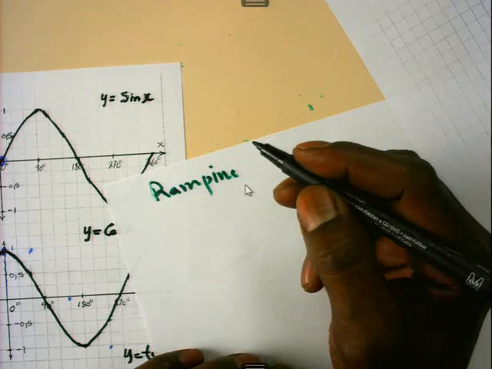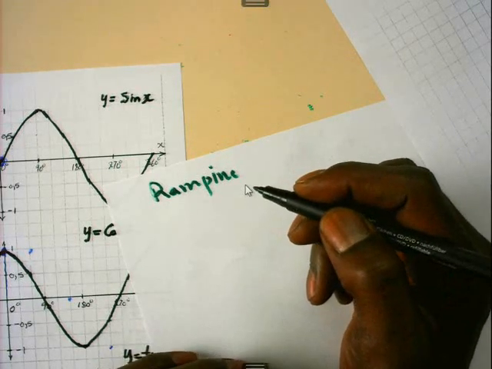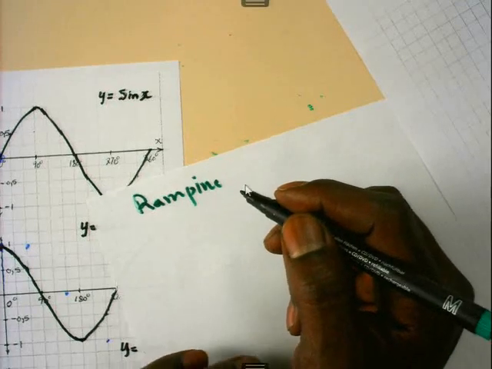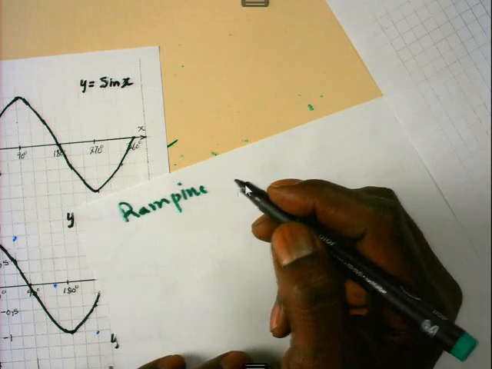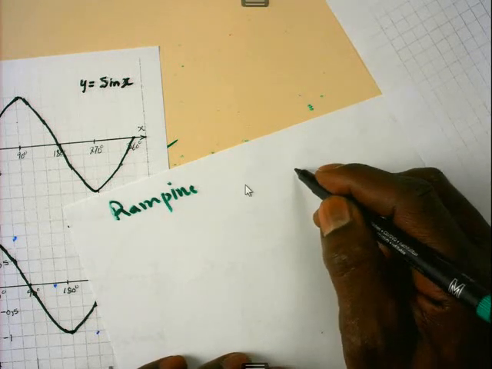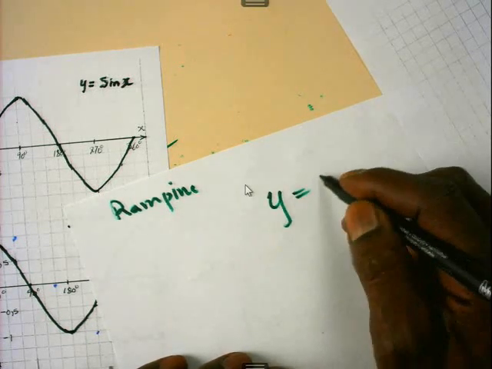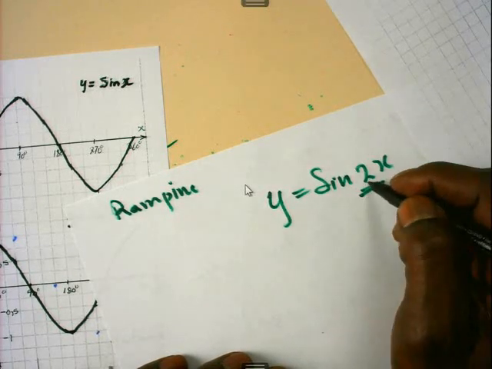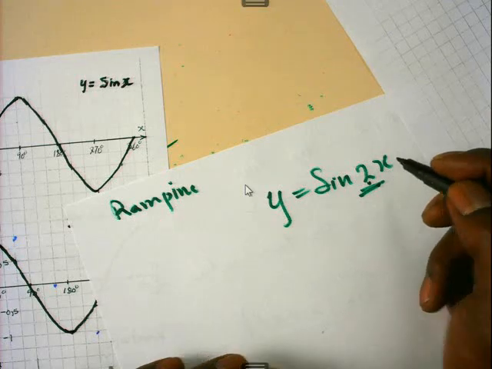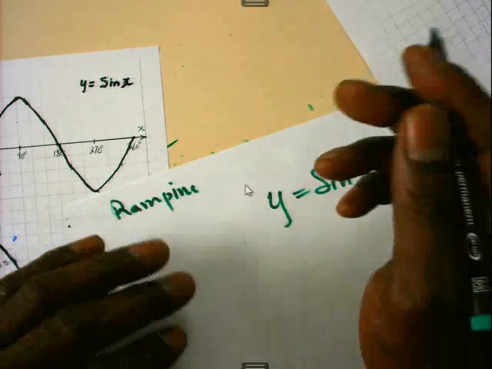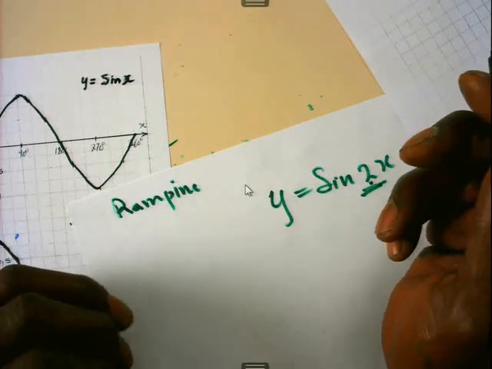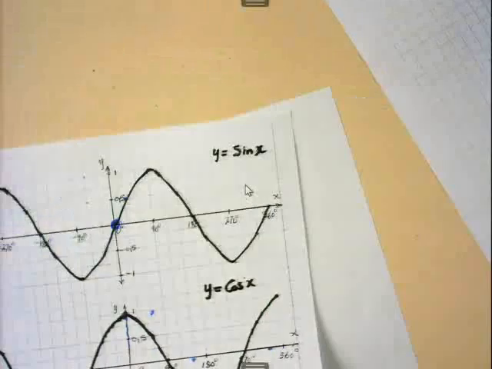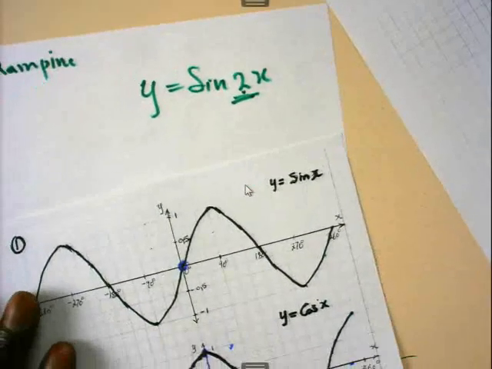There is a question from Rampine, which is very much interesting. She is asking about the effect of, say for instance, we've got y equal to sine 2x. The effect of 2 next to x, will it change the shape of the graph or not? Yes, it will.